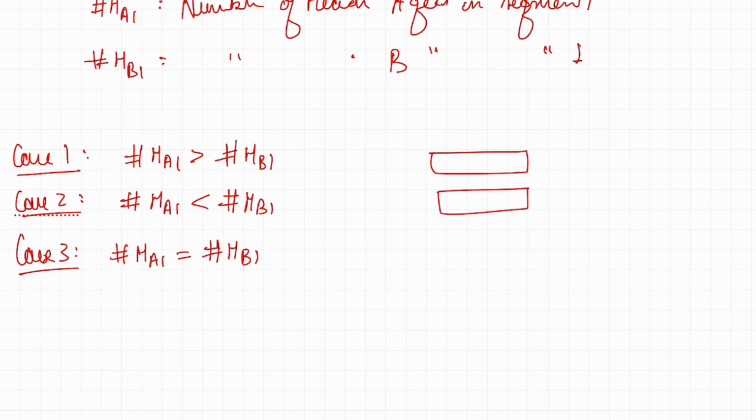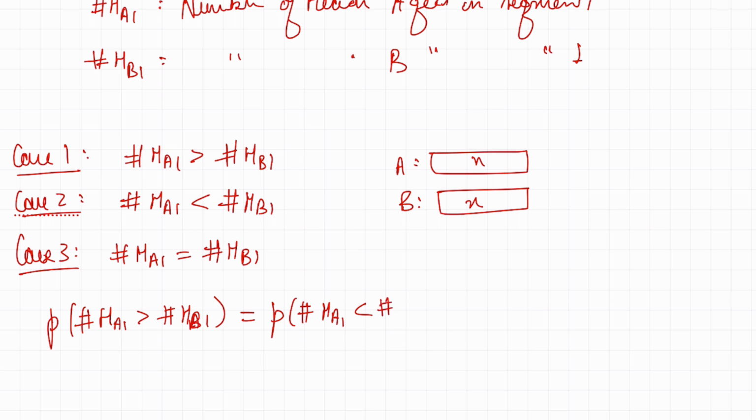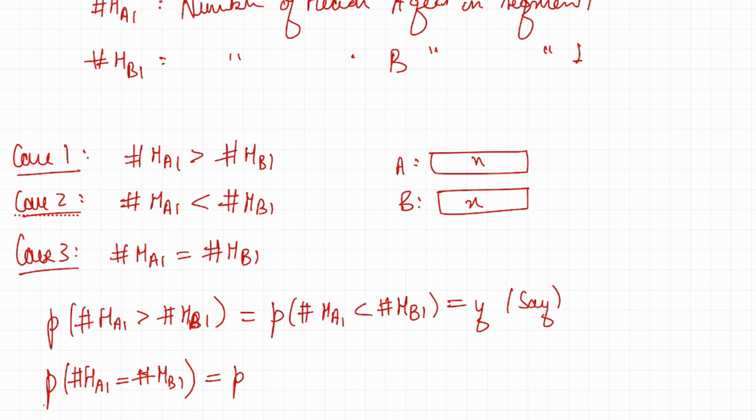Okay, so now one thing I would like to say: because both these players have n coins, we can easily see due to symmetry that the probability of case 1 is going to be equal to the probability of case 2. Okay, and let us say this is equal to y. Now there's the third case where the number of heads which A gets in the first segment and the number of heads which B gets in the first segment is the same. Let's say this probability is P.